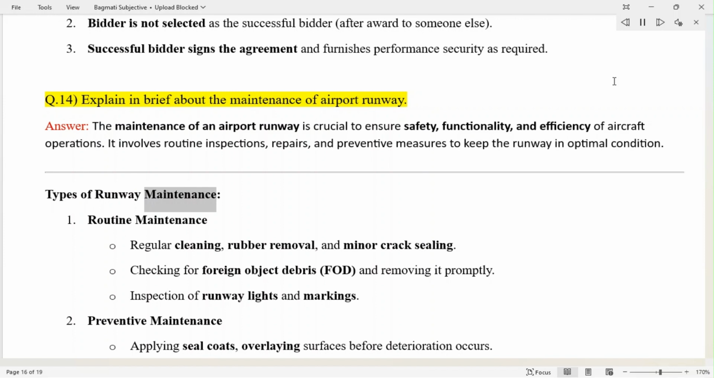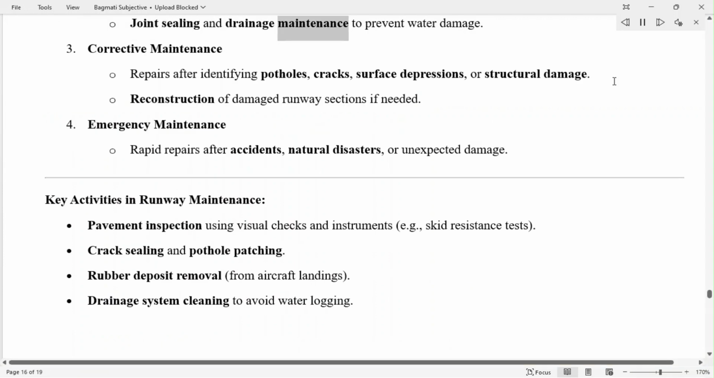Types of runway maintenance. Routine maintenance: regular cleaning, rubber removal, and minor crack sealing. Checking for foreign object debris, FOD, and removing it promptly. Inspection of runway lights and markings. Preventive maintenance: applying seal coats, overlaying surfaces before deterioration occurs. Joint sealing and drainage maintenance to prevent water damage.